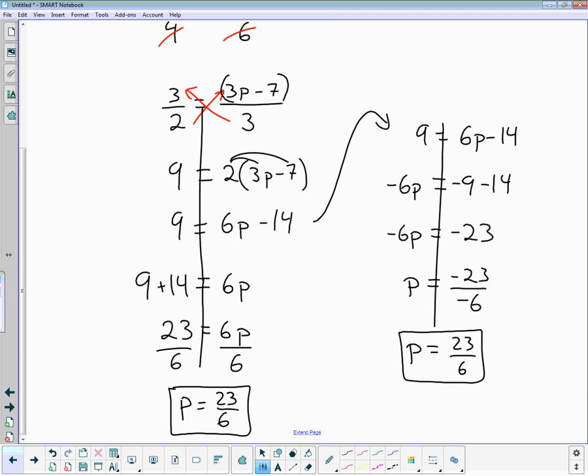But my advice to you is to reduce whenever you can. Okay? You cannot cancel, you cannot reduce through addition or subtraction. Okay? Addition and subtraction do not get canceled. Okay? Leave that alone. But you can reduce anything else if you want. Okay? We good?